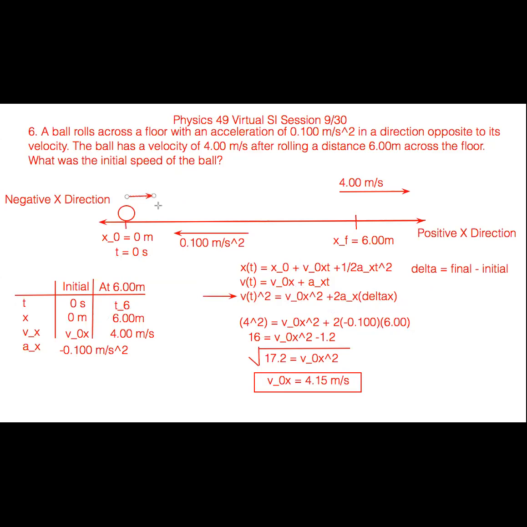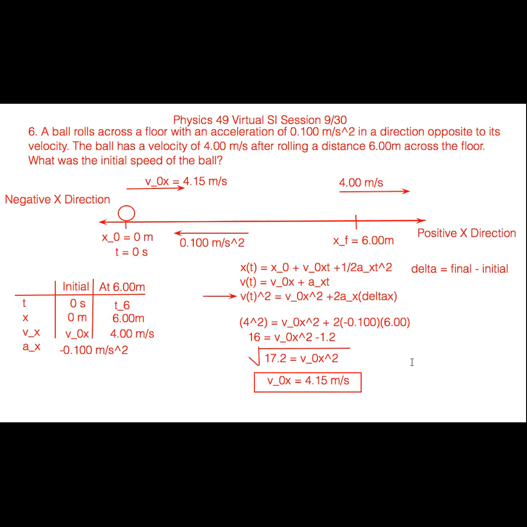It depends. If the ball was still moving to the right, it's going to stay moving to the right. It's fine to just box it like this, but if we want to put it on the graph itself or on the picture, we put it right here and say that v_0x is equal to 4.15 meters per second.